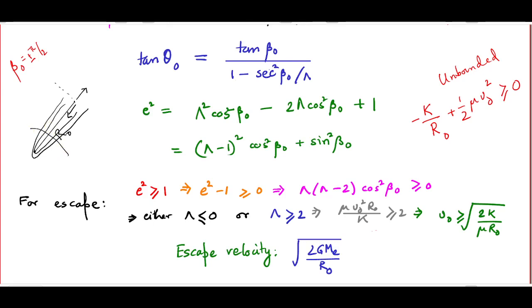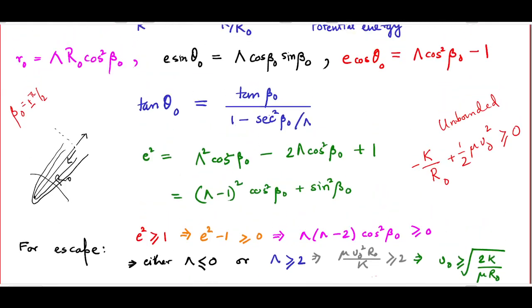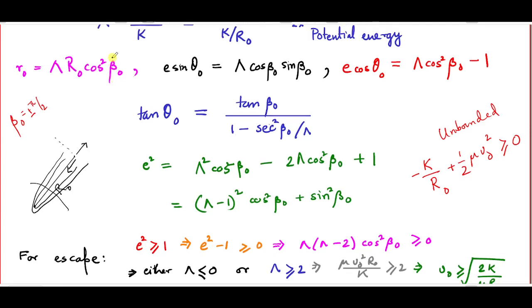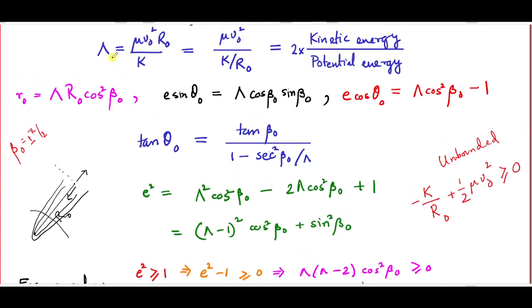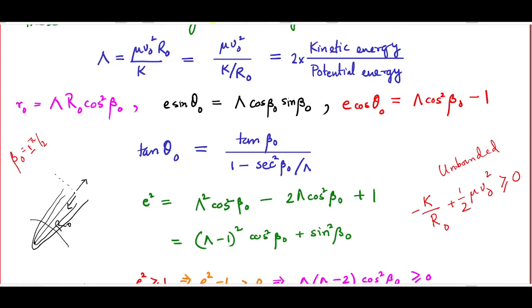Let us now talk about a special case of our results. Remember, we had found out that small r0, theta 0 and E, the quantities that describe my orbit, can be written down exactly in terms of the parameters lambda, capital R0 and beta 0, where of course lambda is a number which is directly related to the speed of projection along with the other factors here.